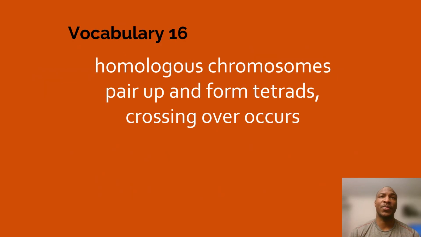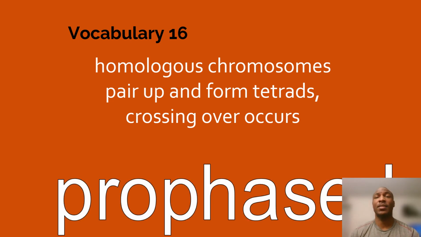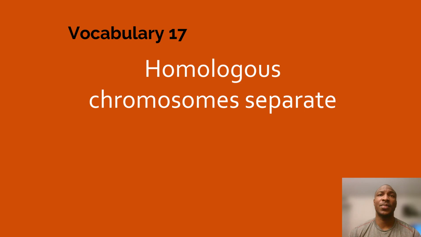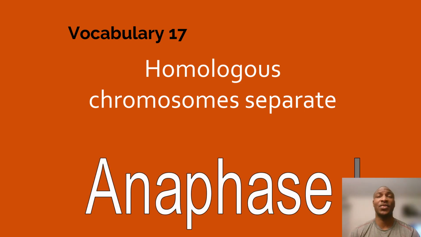Homologous chromosomes pair up to form tetrads. Oh, never said tetrad, so I don't know what that is, right? But it has homologous chromosomes, so they pair up. No, it's during crossing over. It's going to be meiosis prophase 1. All right, homologous chromosomes separate. Anaphase. Is it anaphase 1 or anaphase 2? That's the question. It's going to be anaphase 1.